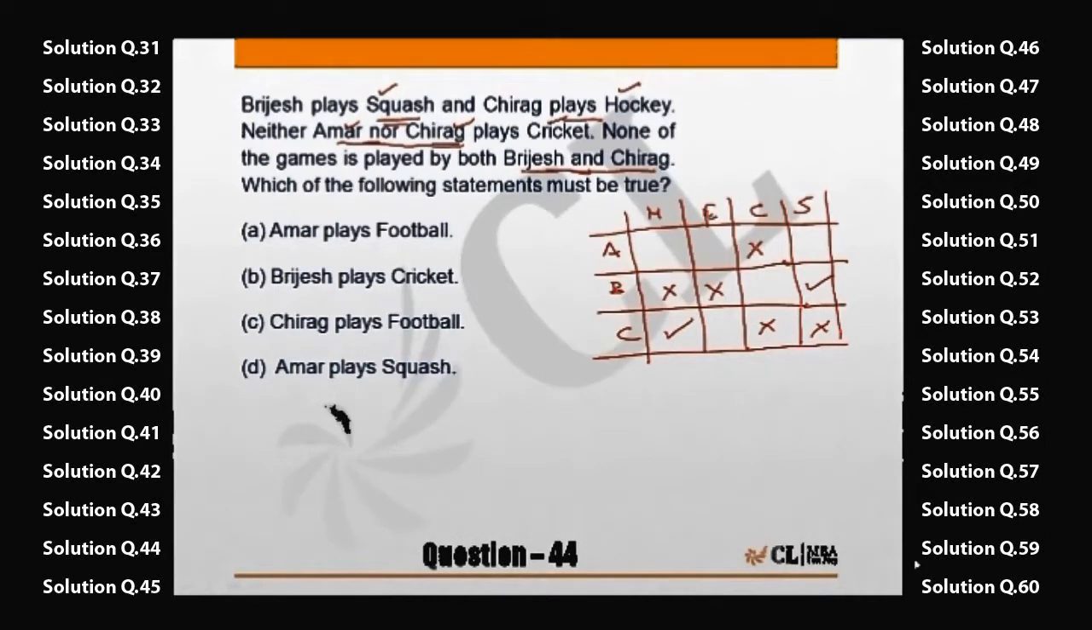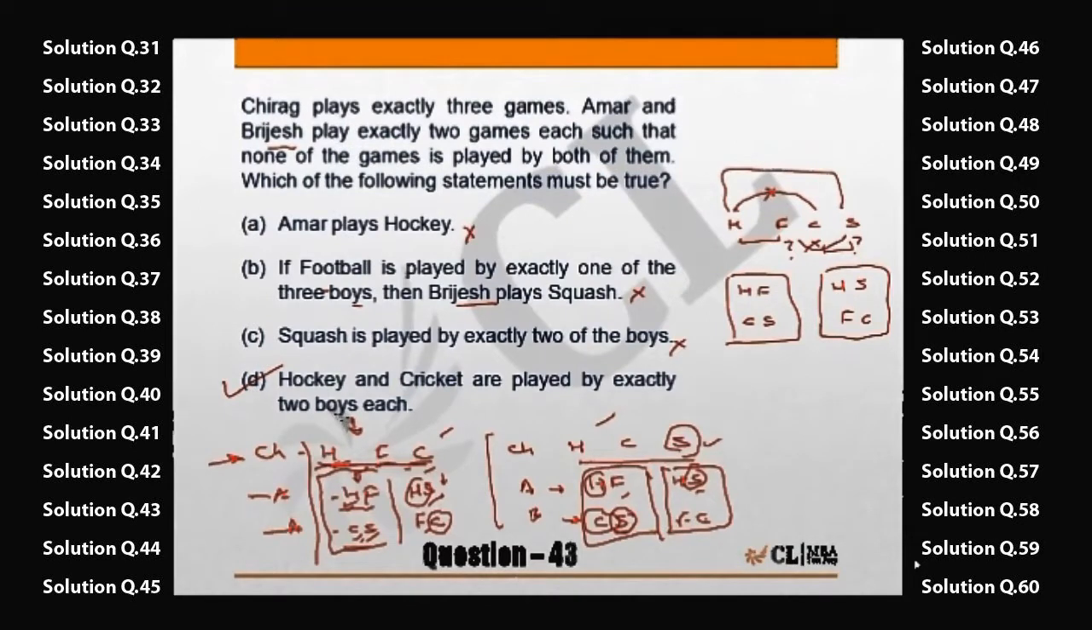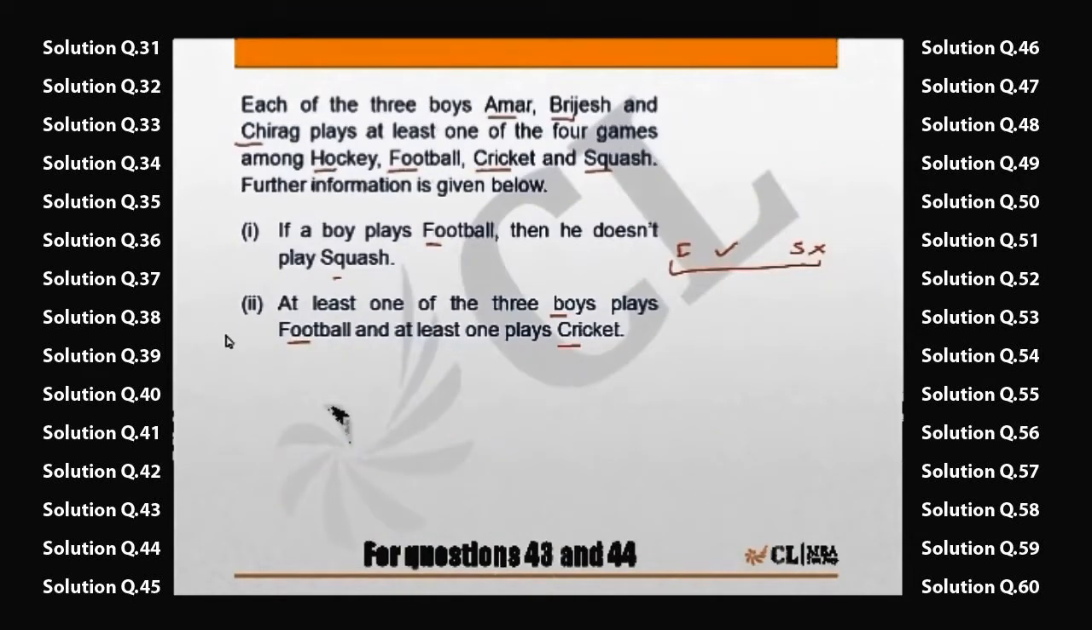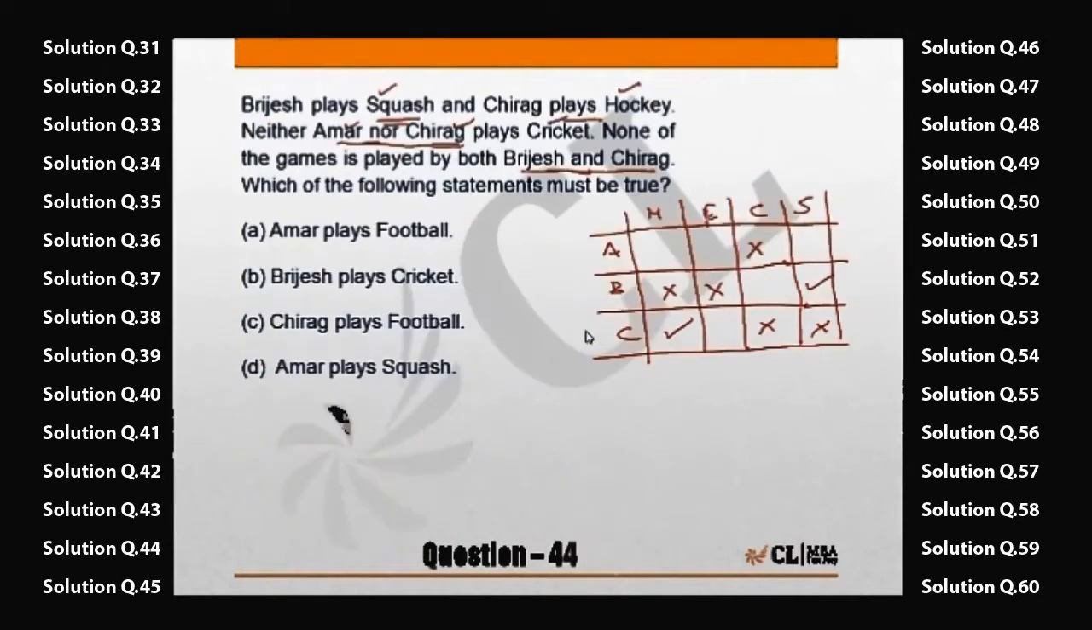Now let's go back and check one of the conditions. Second condition: at least one of the 3 boys plays football and at least one plays cricket. At least one has to play cricket. Now in this scheme of things, Amar is not playing cricket, Chirag is not playing cricket, so Brijesh has to be playing cricket, otherwise there is no one who will play cricket. Chirag is playing hockey, so the condition for hockey is satisfied. Now let's go through the choices and check which is the correct answer. Which of the following statements must be true?